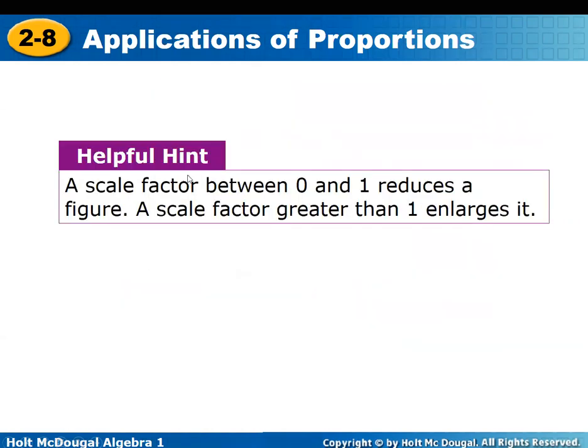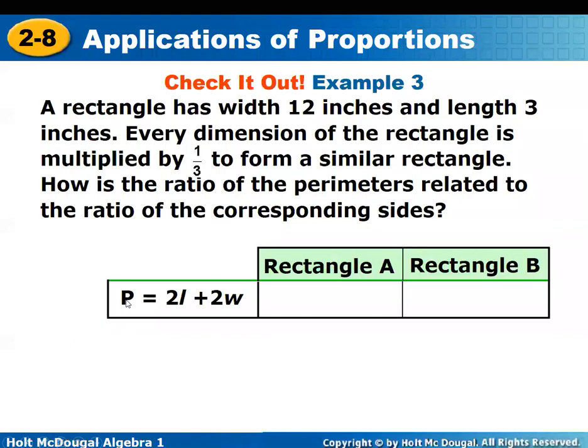Let me play with you now. A scale factor between 0 and 1 reduces a figure. A scale factor greater than 1 enlarges it. What's the meaning of this? If the scale factor is a decimal between 0 and 1, it makes the thing smaller, like maps. In real life it is big, but on the map scale it's small.